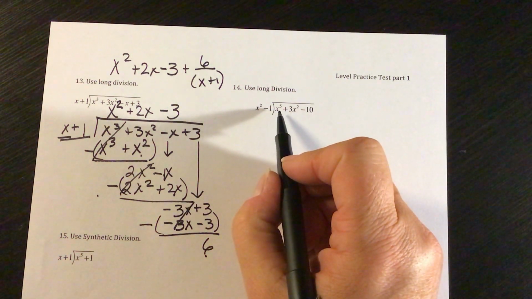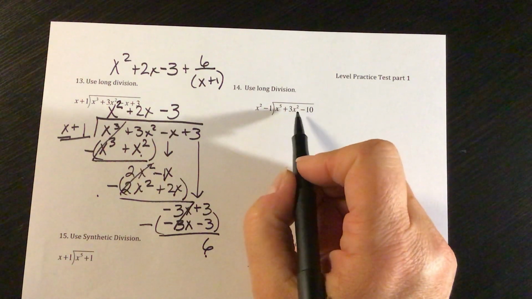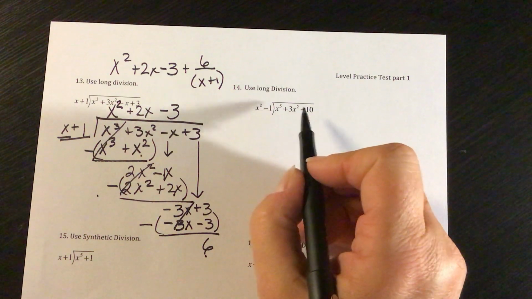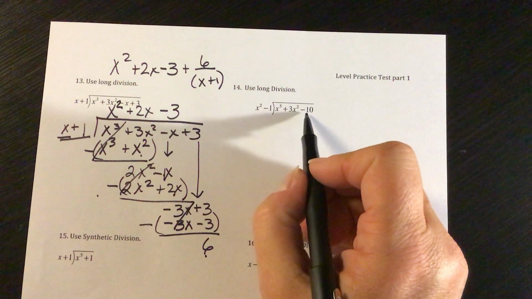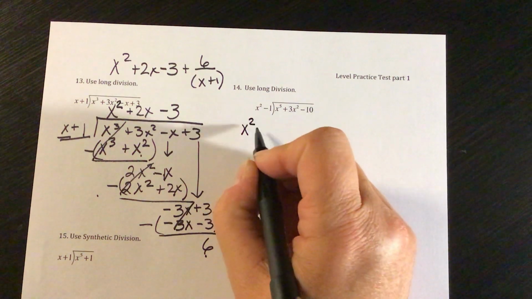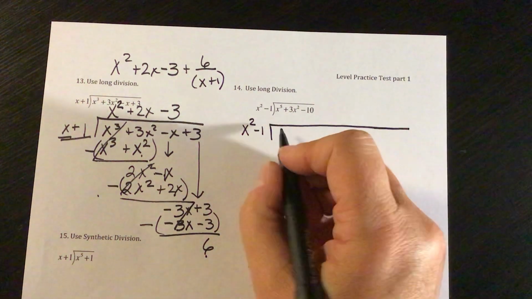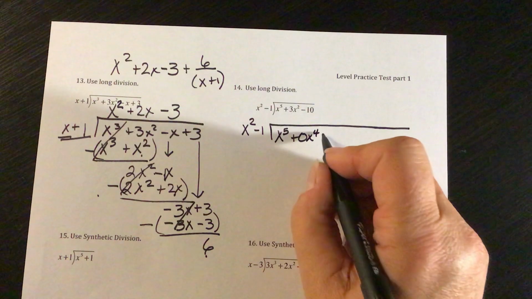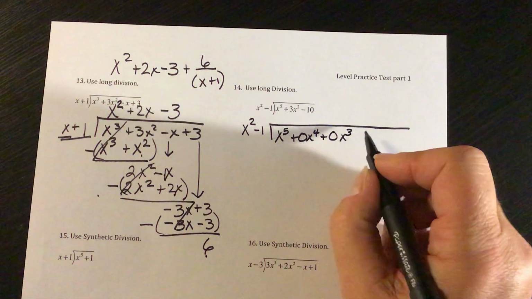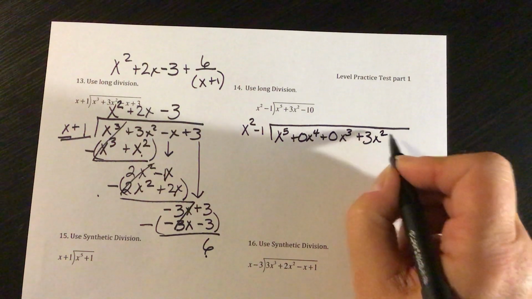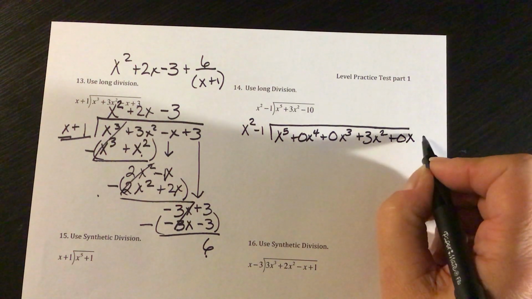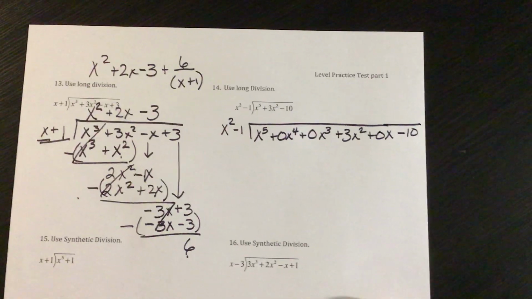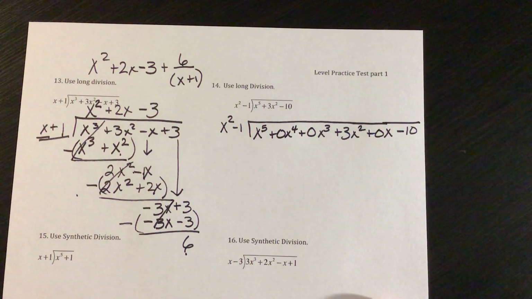If I look at the numbers inside the division sign, I have a 5, I'm missing a 4 and a 3 and a 1, those powers of x. So as I rewrite this, I have x to the 5th, I have no x to the 4ths, and no x to the 3rds. I do have 3x squared, I have no x's, and then I have minus 10. Okay, so we have to hold those place values.